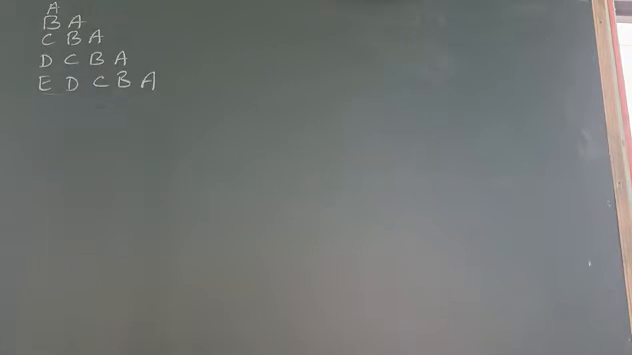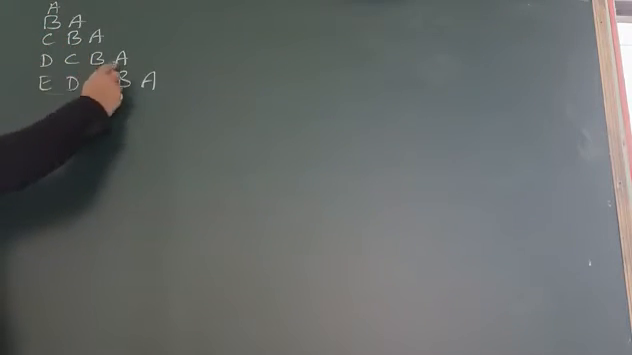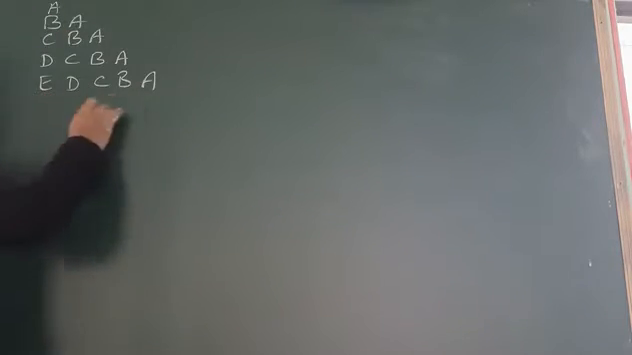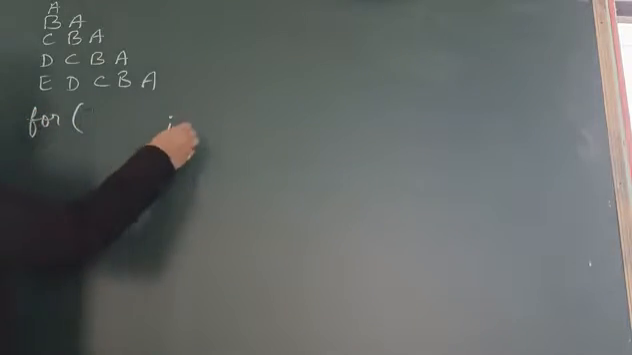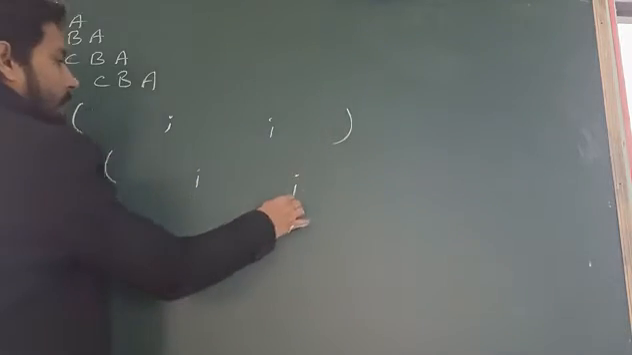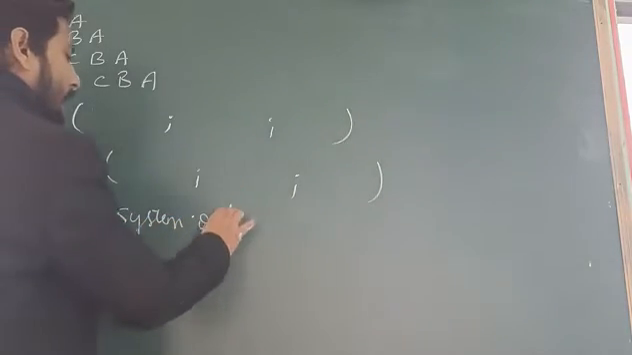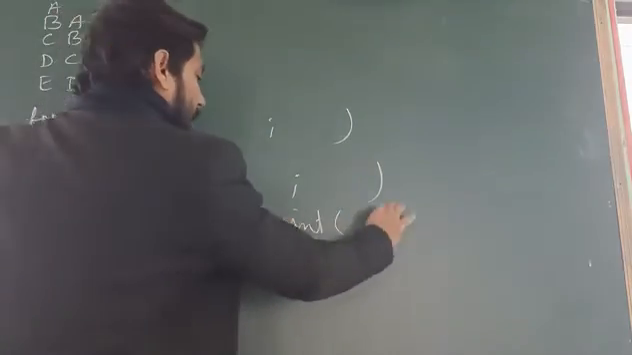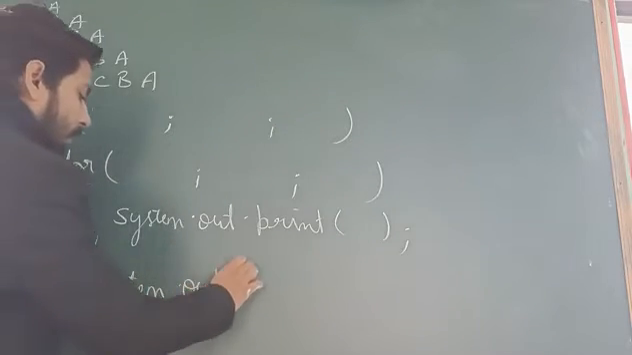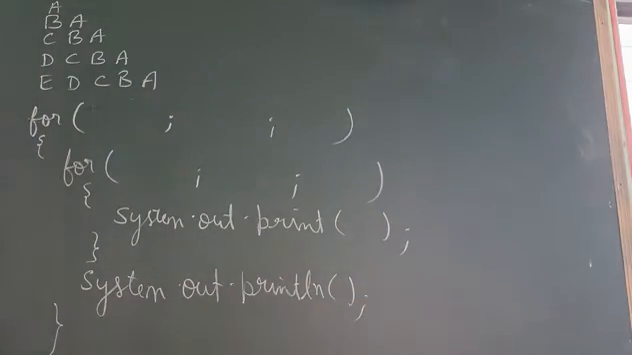So now students, I had given you one homework in your previous video: ABA, CBA, DCBA, EDCBA. Now, how will we make this pattern? First, you will draw the same format that we are using. This is your inner loop. Here we have to print System.out.print. System.out.println. This loop will be closed here.